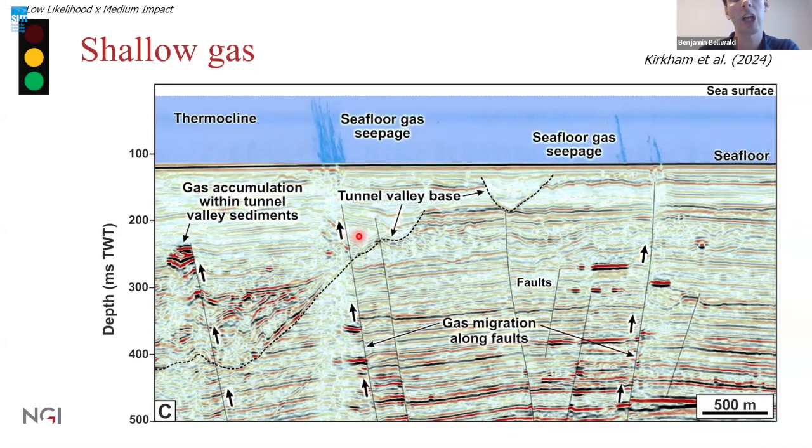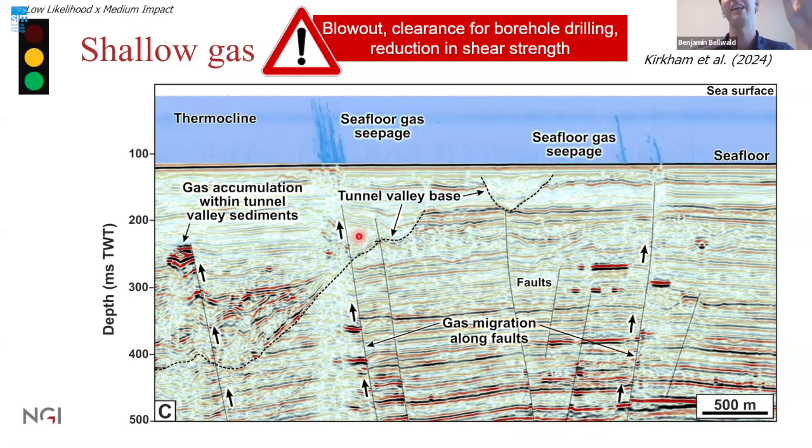So that's shallow gas. Keep an eye on that, but it's not as common as lateral and vertical variability. But obviously, if you have indications of shallow gas, the engineering constraint would be the blowout, which is a worst case scenario. Really avoid that one. The clearance for the borehole drilling has to be done in a very early phase of the project. And shallow gas will also reduce the shear strength of your sediments, even if it's not a problem of a blowout. It may still have an impact on the engineering by reducing the shear strength.